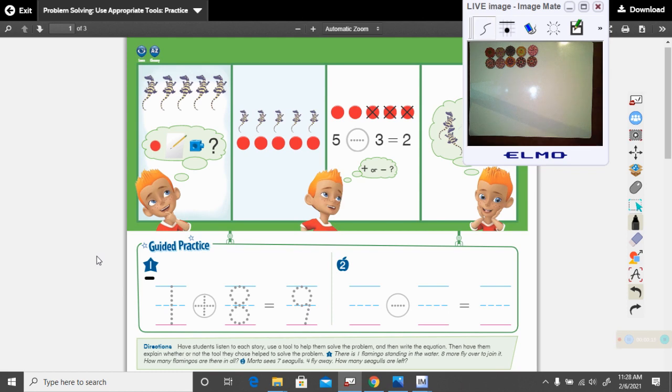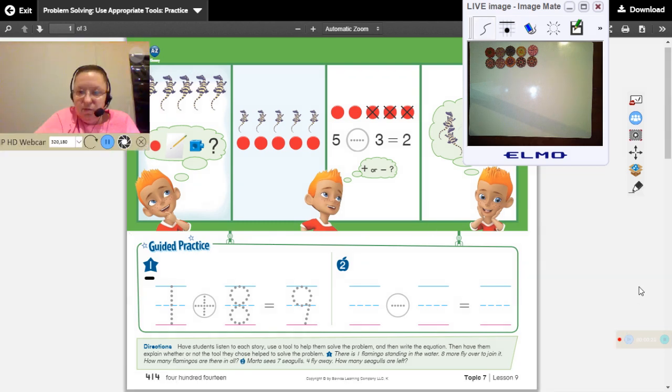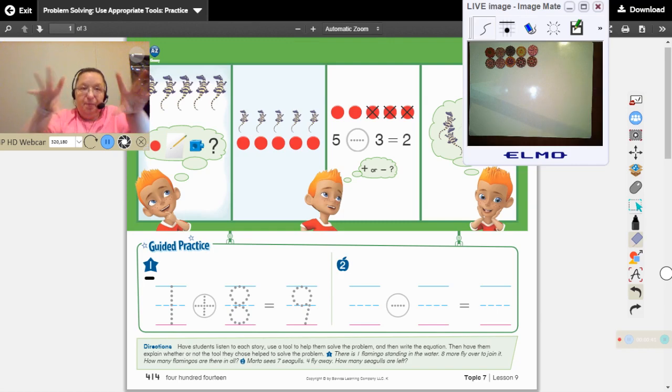There is one flamingo standing in the water. 9 more fly over to join it. How many flamingos are there in all? Remember, anytime we hear the words in all, we talked about this during addition. Anytime we hear the words in all, it's like a big flashing light. In all means do your addition.